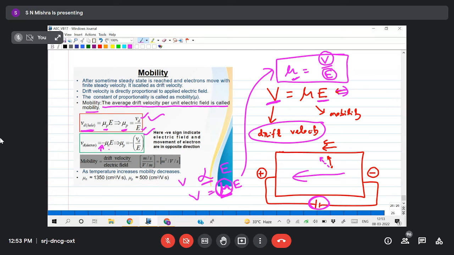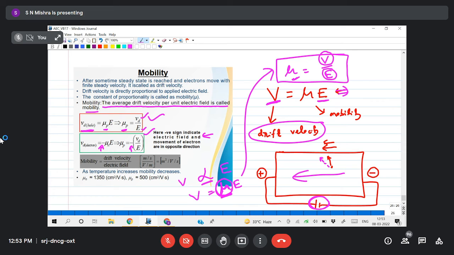For electron, the negative sign is given because the electric field direction and the movement of the electron are in opposite directions. So that's why this negative sign is placed here. But for hole, the holes will move in the same direction as the electric field. That's why the positive sign is there.